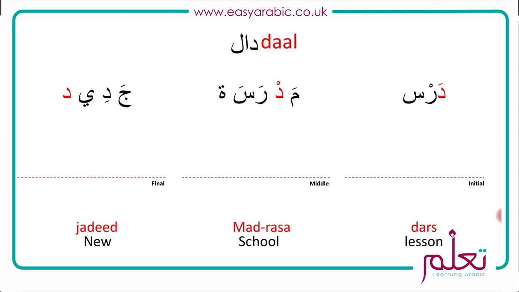Next we have the letter Dal. So the first word is Dars. So the Dal. Then we have the Ra. And the Ra does not join to the Dal because the Dal is a naughty letter. And then the Sin. That's Dars.